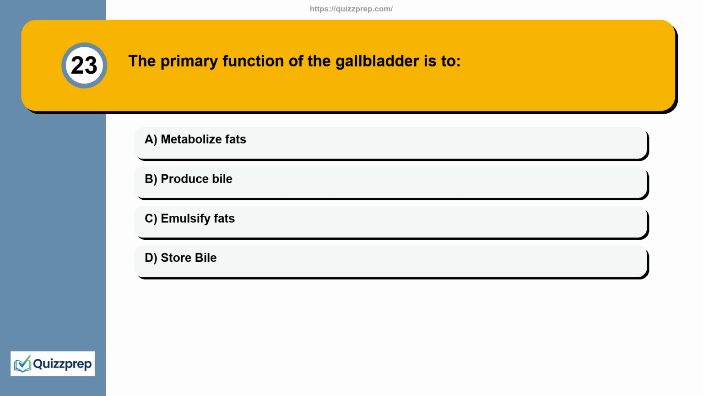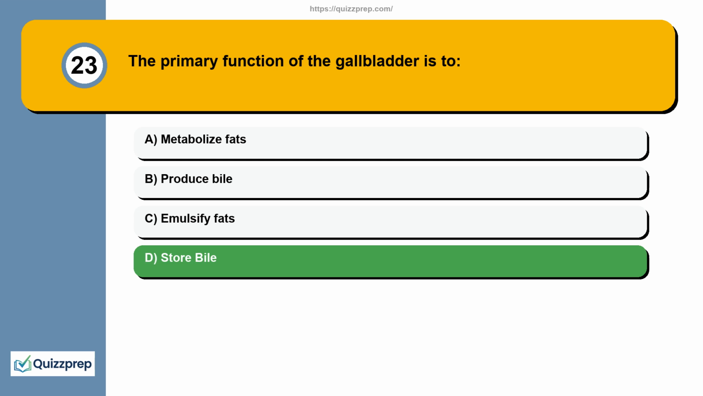Question 23. The primary function of the gallbladder is to: Option A, metabolize fats. Option B, produce bile. Option C, emulsify fats. Option D, store bile. The correct answer is option D, store bile.